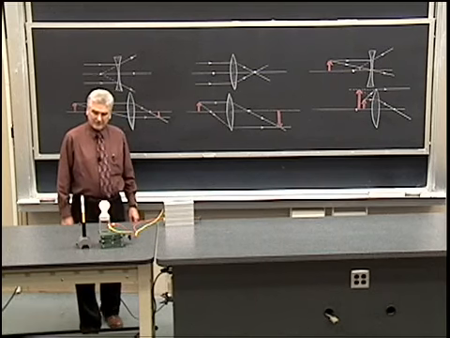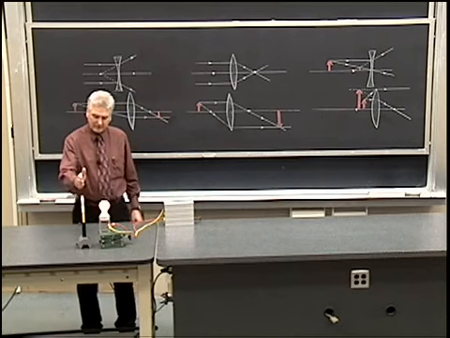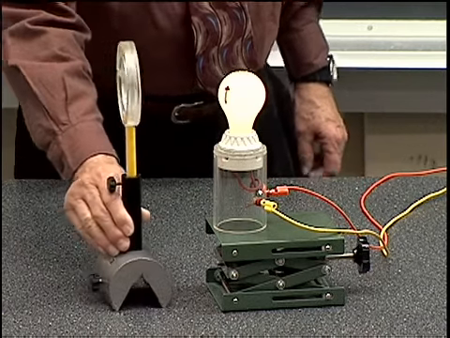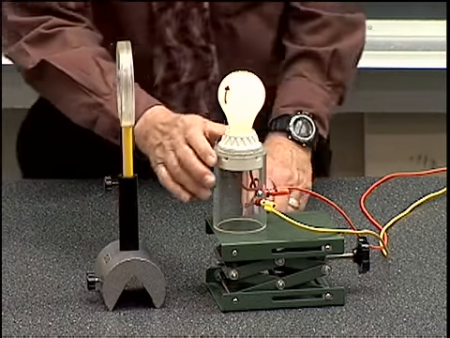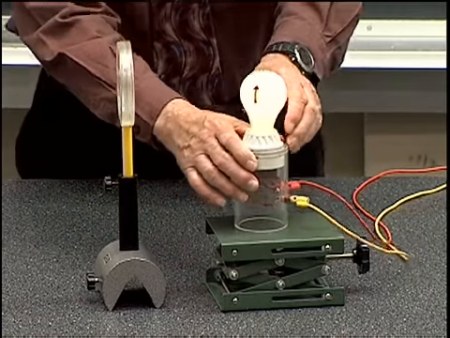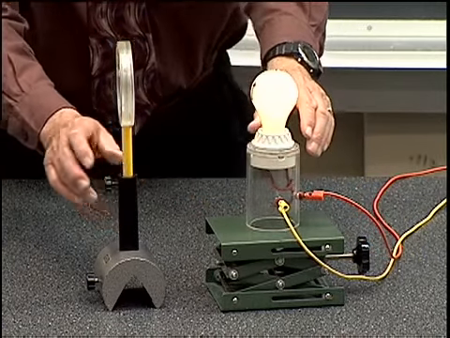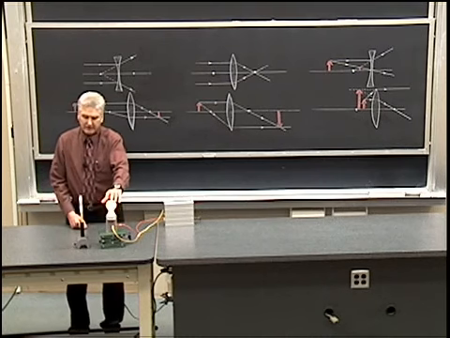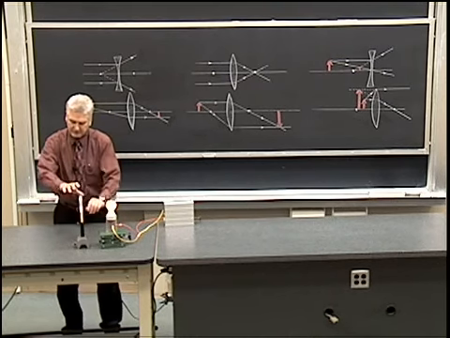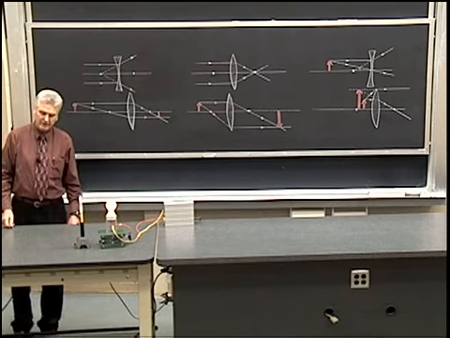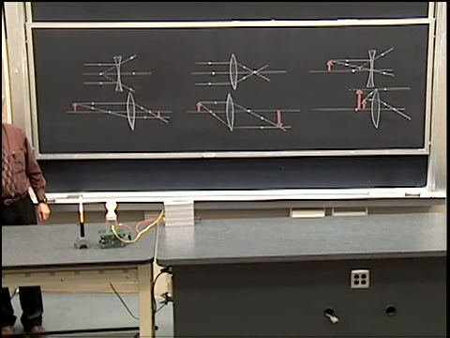Next, I'd like to talk about the object-image relationship for an actual diverging lens. Here I have a diverging lens. It's placed in front of an object here. This is what the object looks like. It's a light globe with a little arrow on it. And we're going to let the light shine through the lens and see what the image looks like as we look through the lens toward the object.